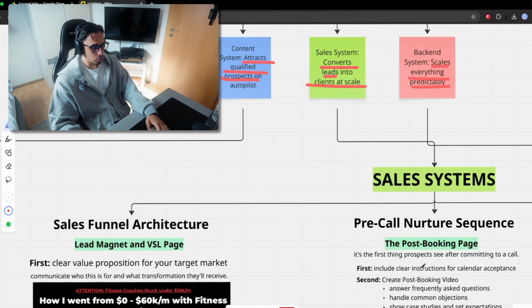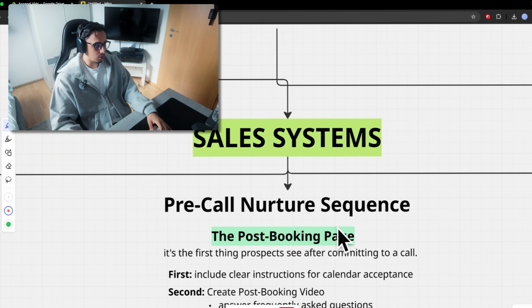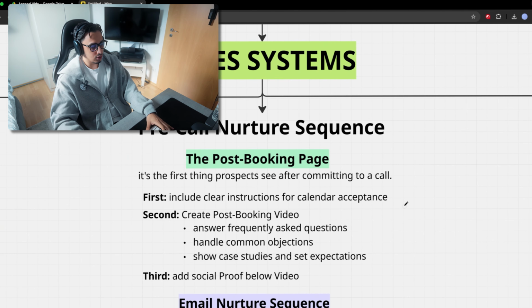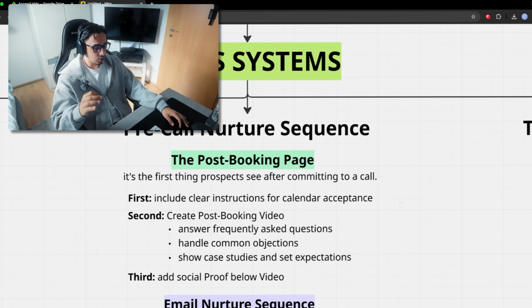But this is what we are going to talk about now: the pre-call nurture sequence. This is the most important part of the whole sales system. So, the post-booking page. That is the first page the prospect sees after committing to a call. First, we need to include a clear instruction for calendar acceptance so they see the meeting in their calendar and they don't forget it.